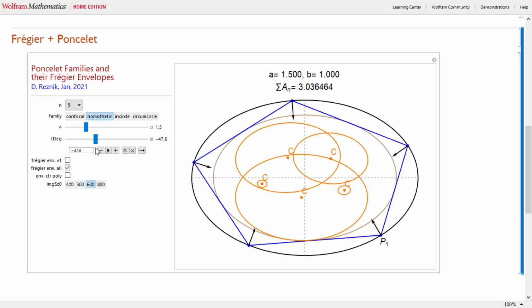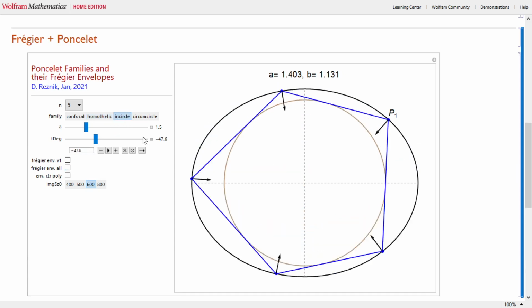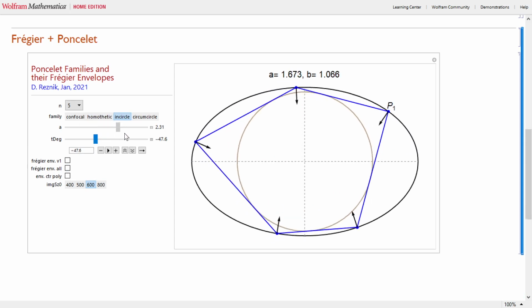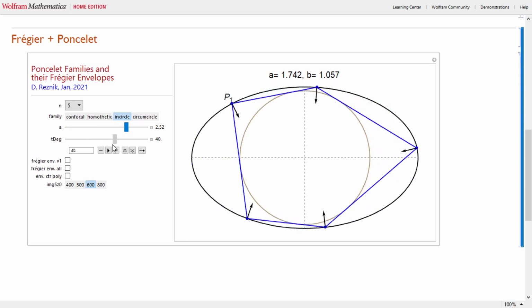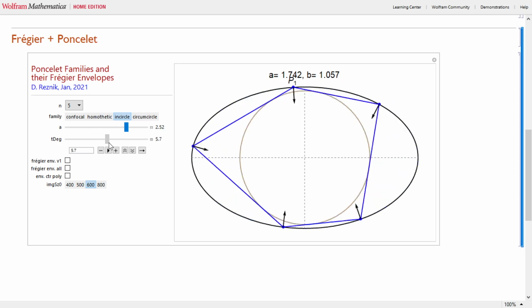Okay. Now let's go to another Poncelet family called the in-circle family. And that's a family that has a circular caustic, this brown circle here, and it's inscribed in an ellipse. So here's a 5 periodic family interscribed between an ellipse and a circle, concentric circle.